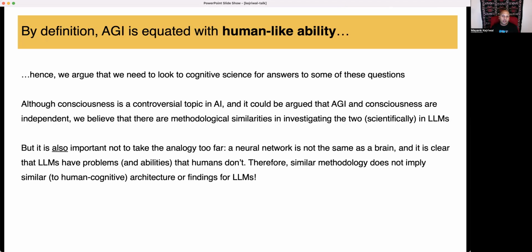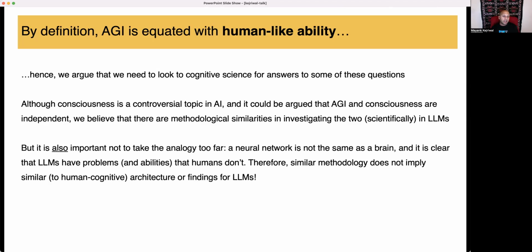And so in an artificial setting, we are really talking about two abilities that seem to be very, I don't want to say unique, but certainly human-like. The humans are at the center of both questions. And so we do believe that there are methodological similarities in investigating the two scientifically in LLMs. And it's really, the world is open to us in doing such investigation. It's still very early days.